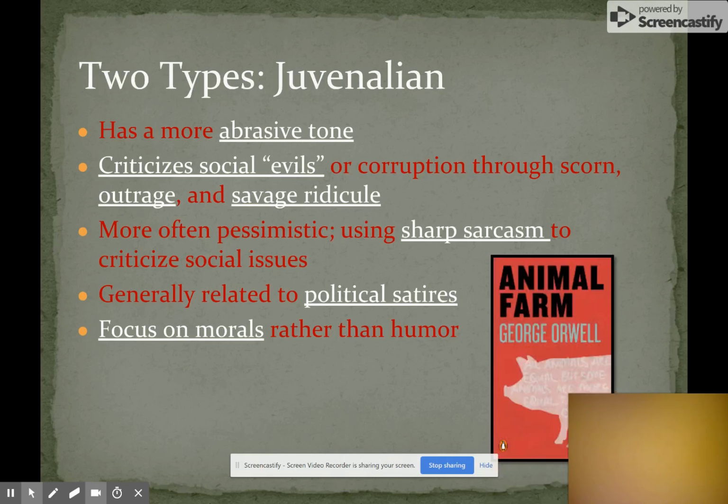So if you guys read 1984 with Miss Rab, then you're familiar with this sense of Juvenalian because George Orwell also wrote Animal Farm, which, well, I take that back, it doesn't poke fun, it brings up the current political climate and shows all of the holes and how ridiculous the current political climate is. And if something doesn't change, what could happen as a result.